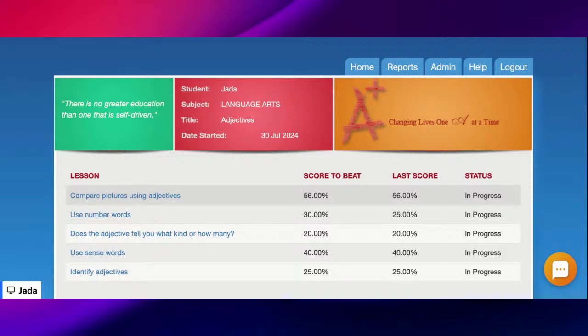The rest of you, do you have any sentence with what kind or how many? It is a nice day. Okay. Like when I say what kind of day is it, you say it is a nice day. Okay, that's a good sentence, you guys.